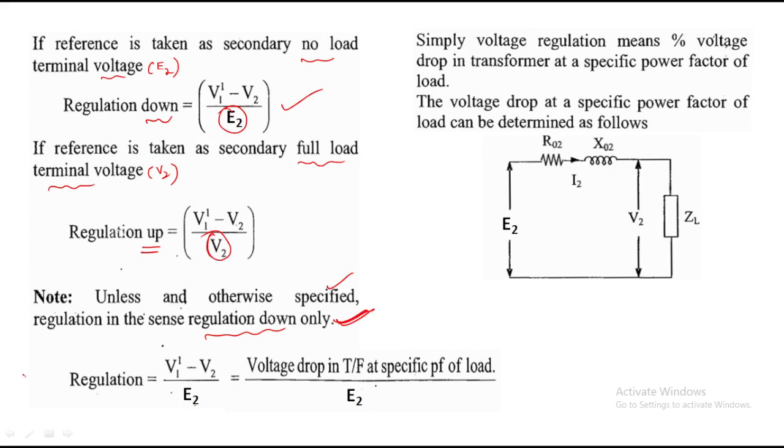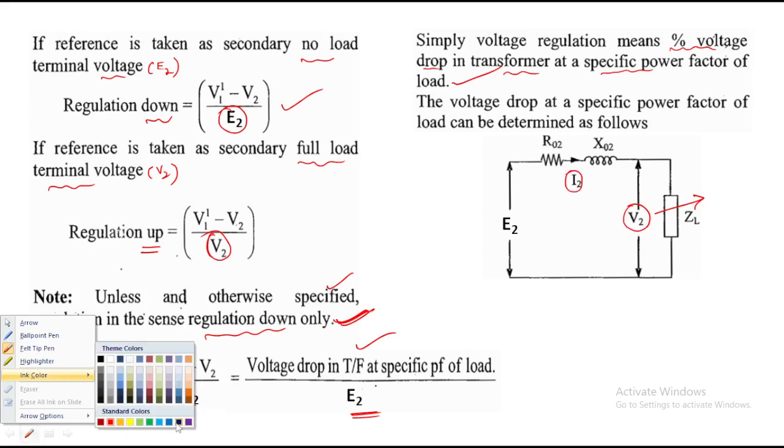So by default, we go with the regulation down formula, that is the voltage drop in the transformer at a specific power factor of load with respect to the no load secondary terminal voltage. Simply, voltage regulation means the percentage voltage drop in the transformer at a specific power factor of load. The voltage drop can be determined from this circuit. As the load varies, the secondary current varies, and we get different terminal voltages.